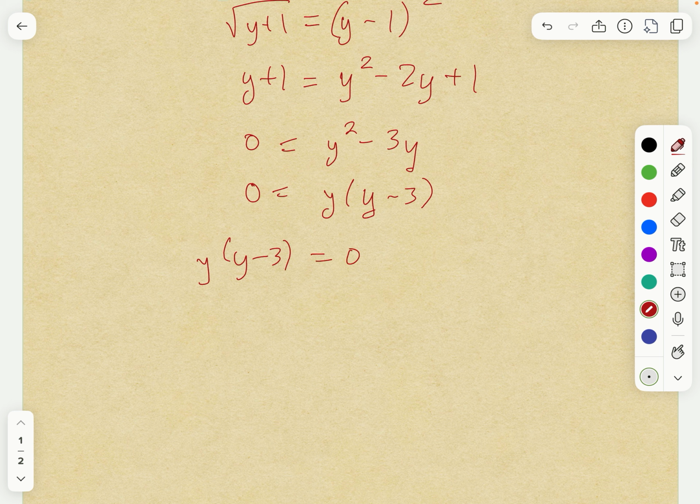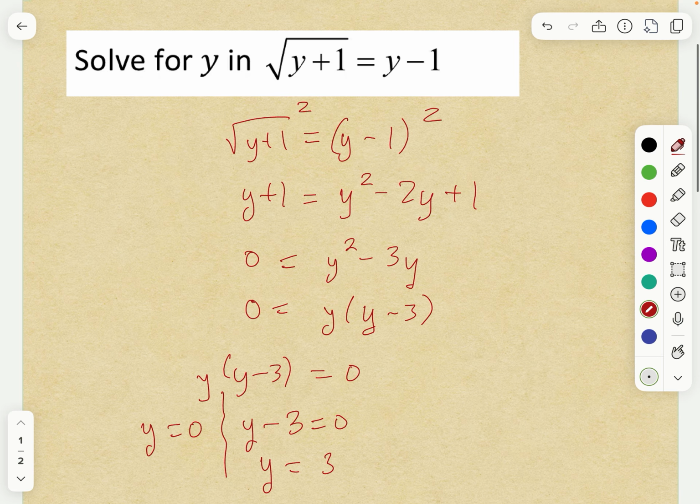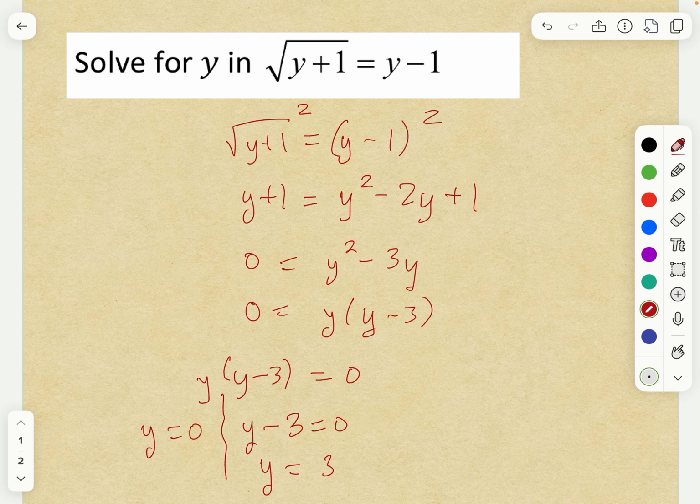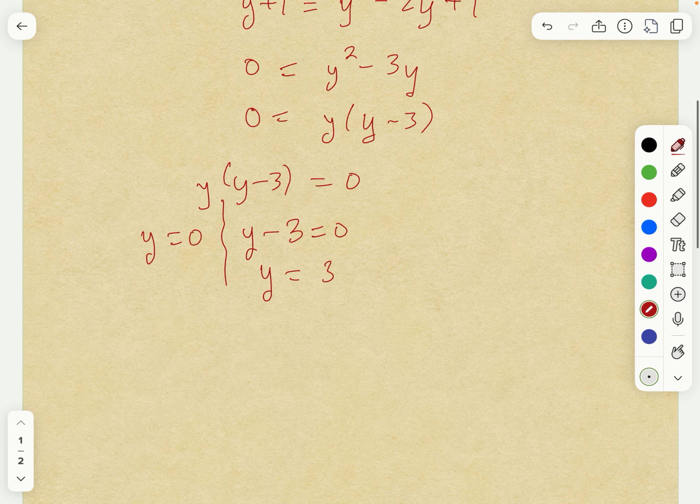Now we use the zero product property, which says that if you have a product that equals 0, then one of them must be 0. So we set each of the factors equal to 0. The first one gives you y equals 0, and the other one gives you y equals 3. But remember, we have to plug in the y values you get, because the quote-unquote solutions you get might not actually be solutions to the original equation. So we have to check.